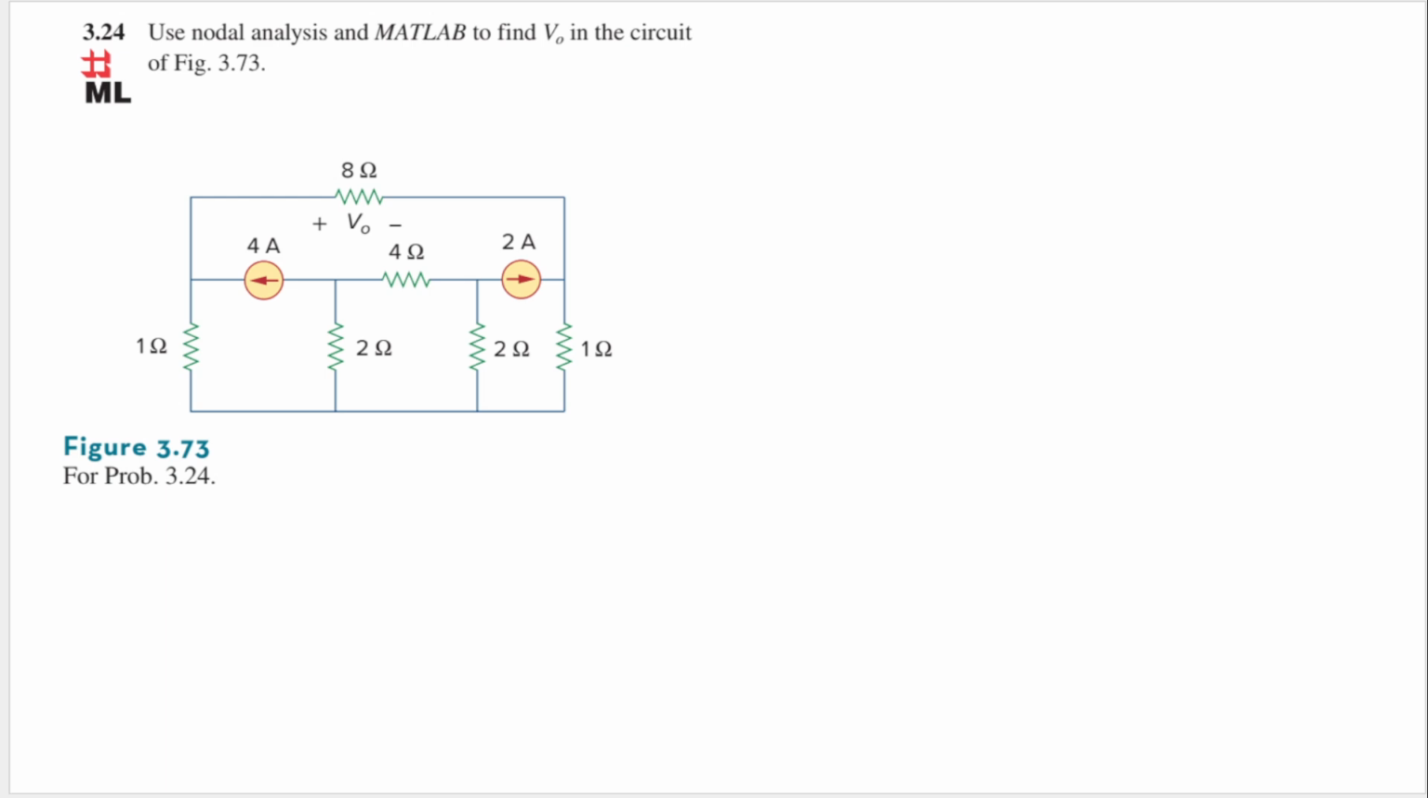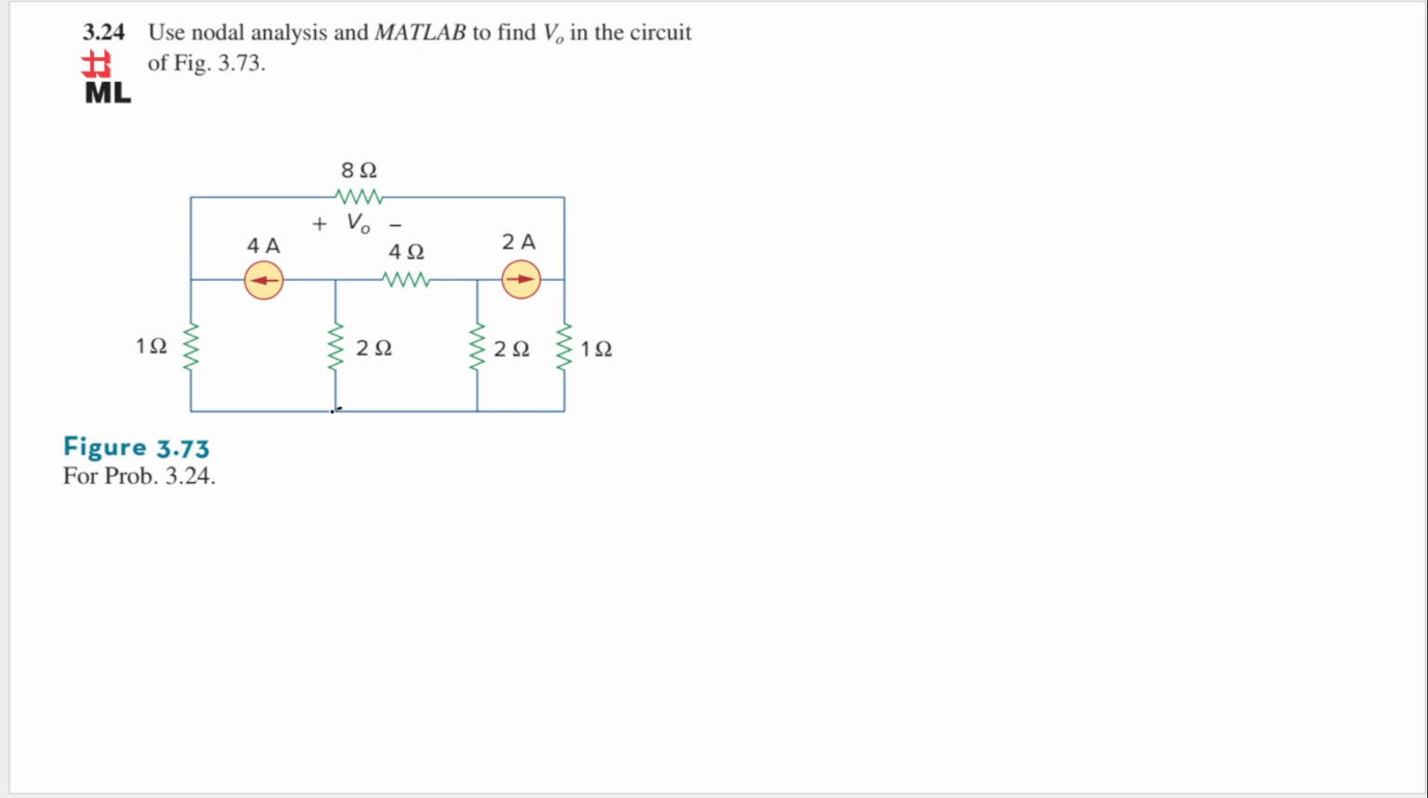Hello, my name is Ardi and we are going to solve problem 3.24 from Sadiku's book. The question is: use nodal analysis and MATLAB, or maybe we can use a calculator, to find V0. V0 is the voltage across this 8 ohm resistor in this circuit.